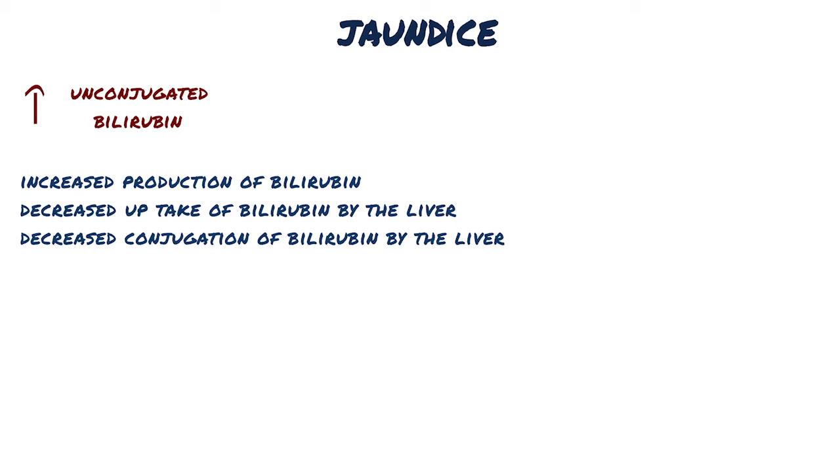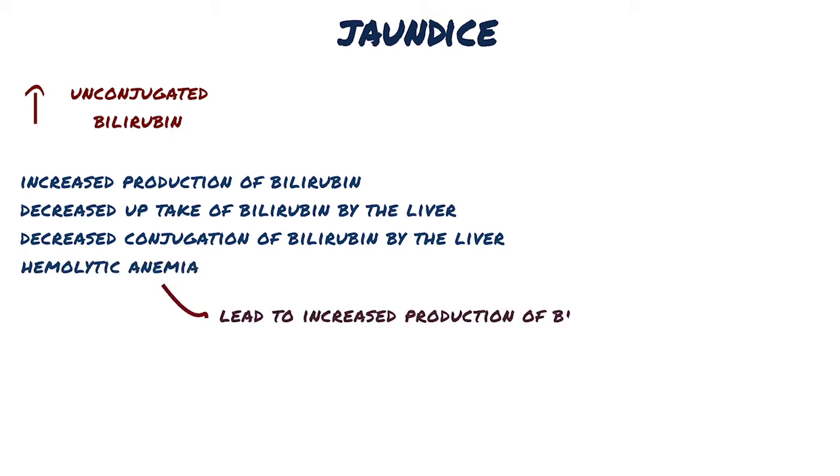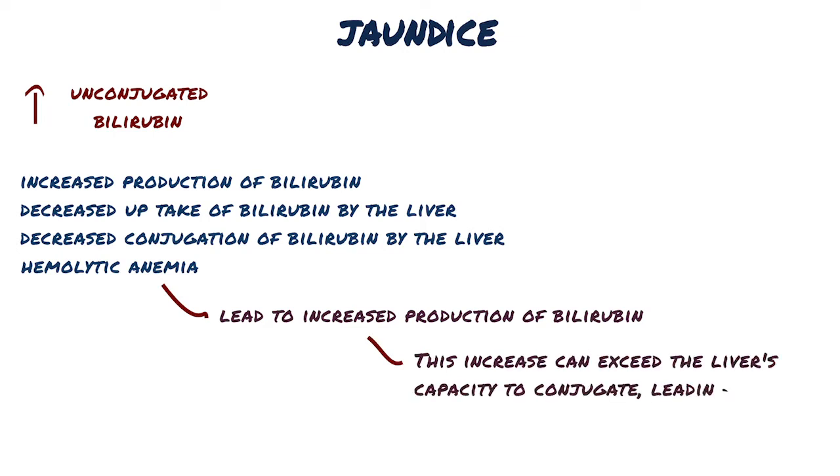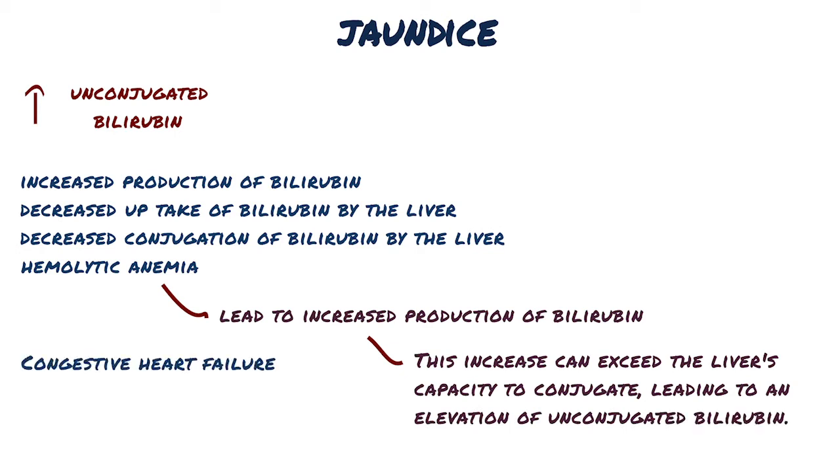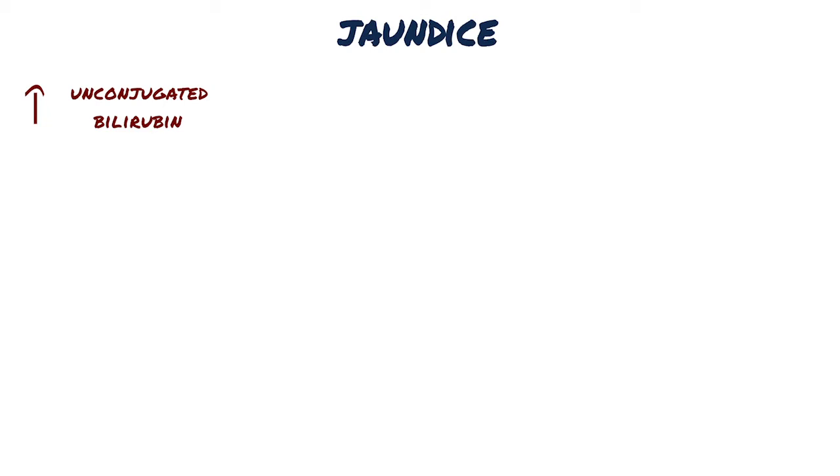Since bilirubin comes from the breakdown of old or damaged red cells, any cause of hemolytic anemia would lead to increased production of bilirubin. This increase can exceed the liver's capacity to conjugate, leading to an elevation of unconjugated bilirubin. Congestive heart failure reduces blood flow to the liver, which can decrease delivery of bilirubin for conjugation, resulting in unconjugated jaundice. Decreased uptake and conjugation can also occur secondary to two genetic syndromes, Crigler-Najjar and Gilbert's.